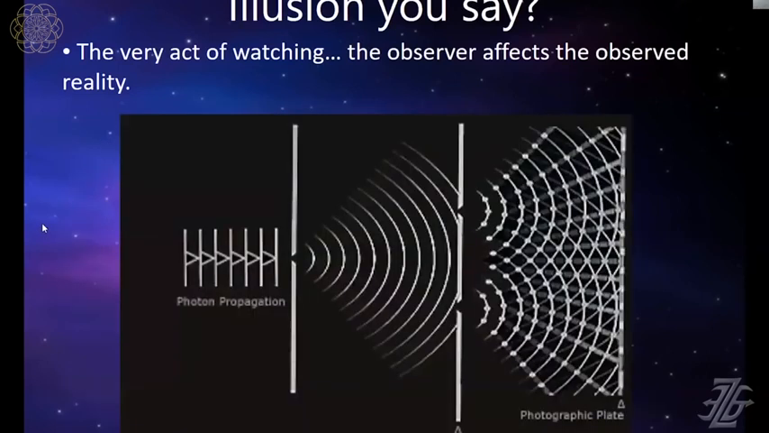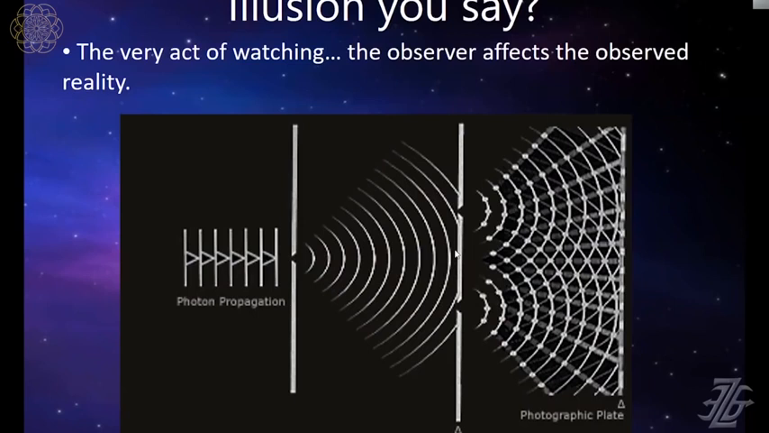And here is the double slit experiment that I'm referring to. So the very act of watching, the observer, affects the observed reality. When we send photons through this first slit right here and we're watching it, it will just come through as one, continue through, and just hit the back on the second plank right here.